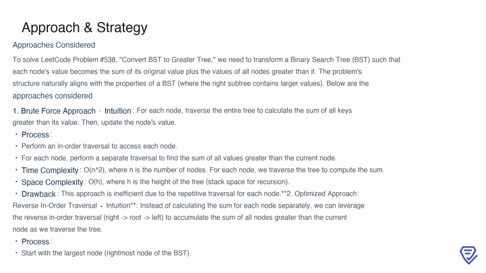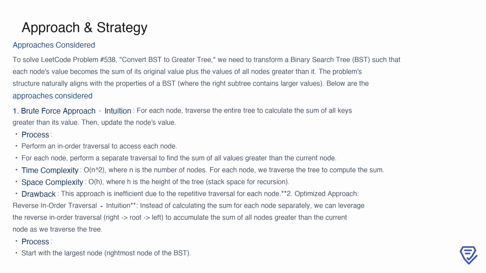First, the brute force approach involves traversing the entire tree for each node to calculate the sum of all greater values. This is done by performing an in-order traversal to access each node, and then for each node, a separate traversal is performed to find and sum the values greater than its current value. However, this approach is highly inefficient, with a time complexity of O(n^2), as every node triggers a full traversal of the tree. It also uses O(h) space for the recursion stack, where h is the height of the tree. While conceptually simple, the repetitive work makes this method impractical for large trees.